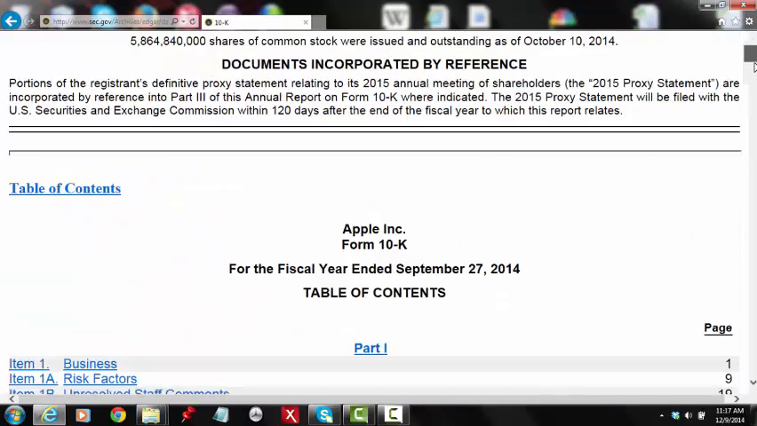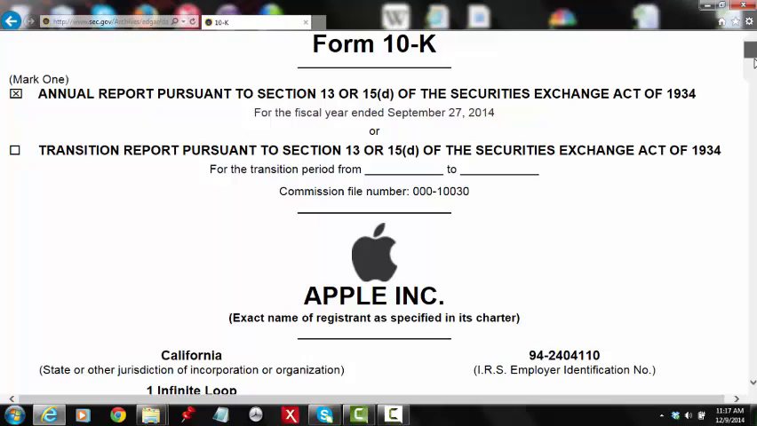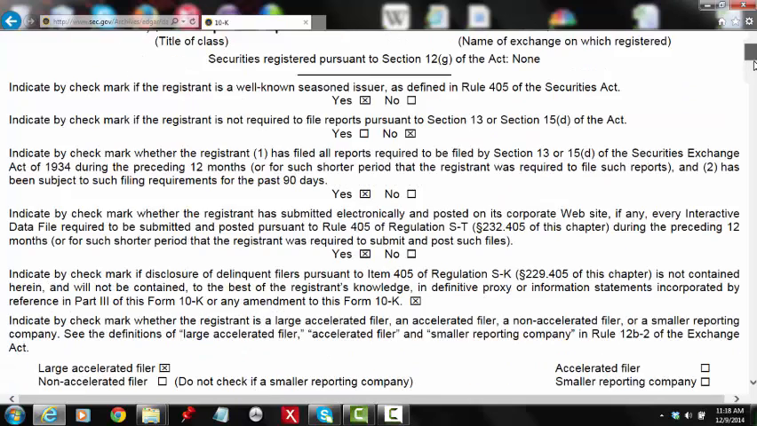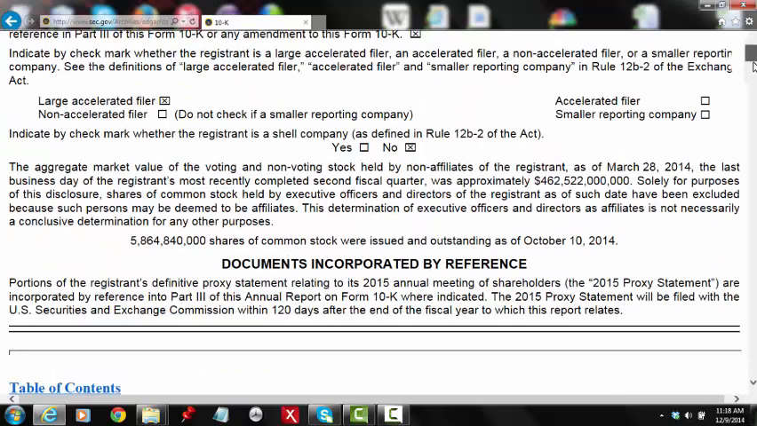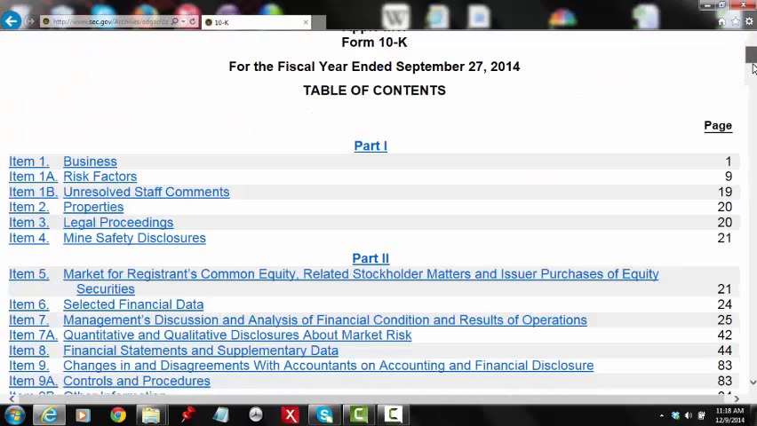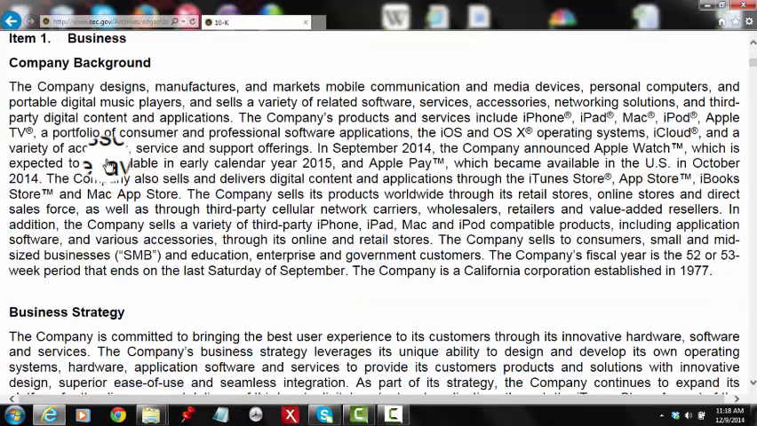Welcome to the 10K Student series, where every episode we value a company by analyzing the 10K report. So today we are analyzing Apple. This is Apple's 10K report, and it's around 90 pages long. I'll first go through the 10K report and explain how to pick up the important points, and then we will value it using the discounted cash flow methodology.